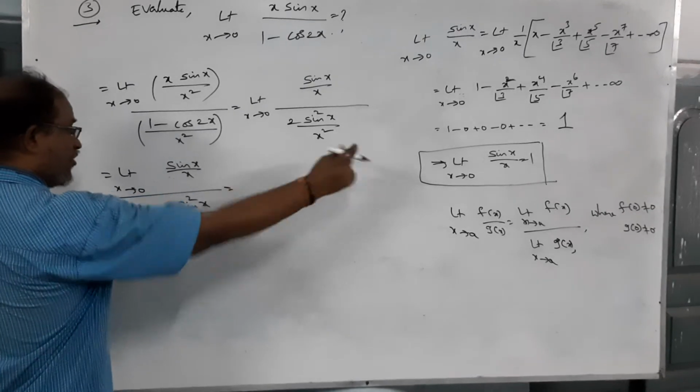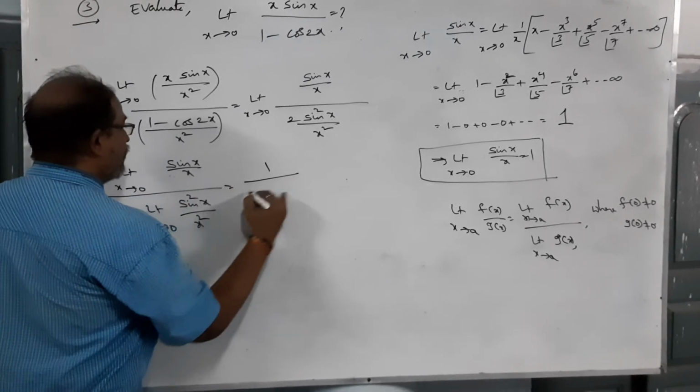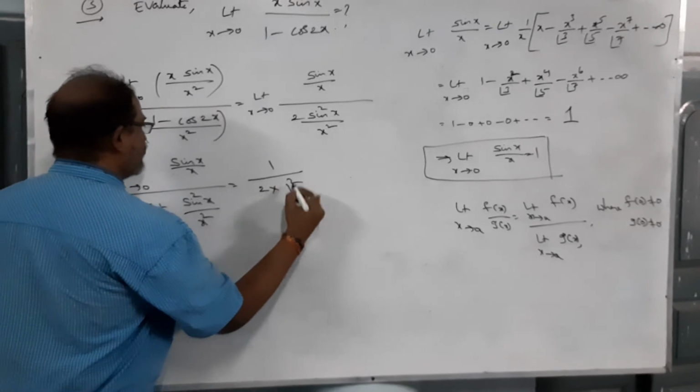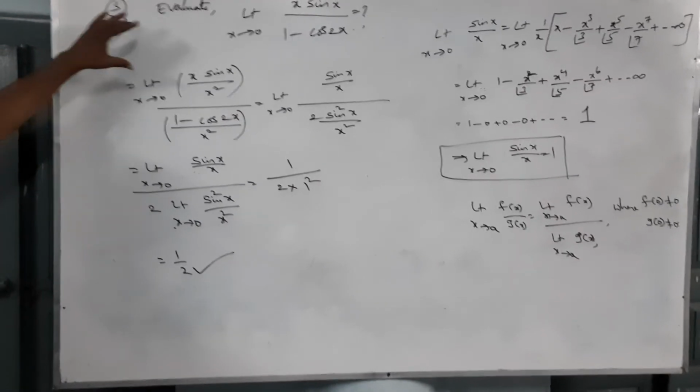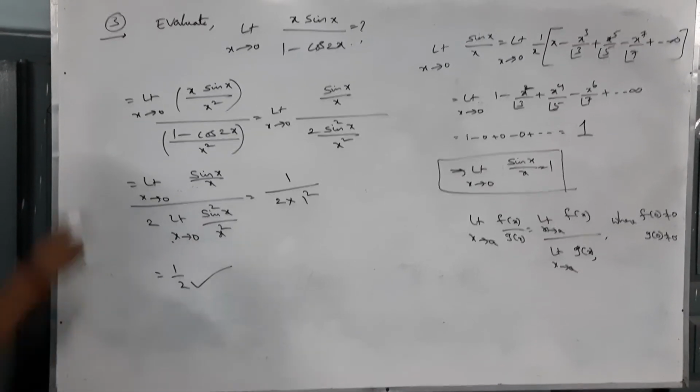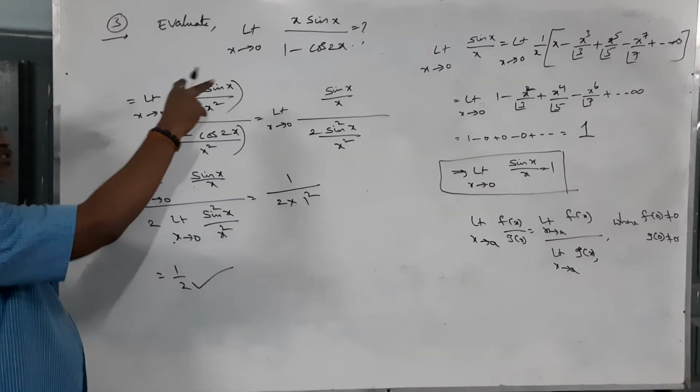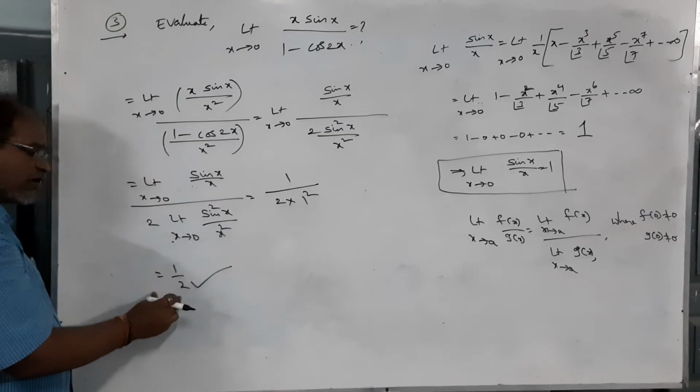Now, according to that formula, the value is 1 by 2 into 1 square. The final result is 1 by 2. So 1 by 2 is the limit of the main function: limit x tends to 0, x sin x by 1 minus cos 2x. Its value is given by 1 by 2.